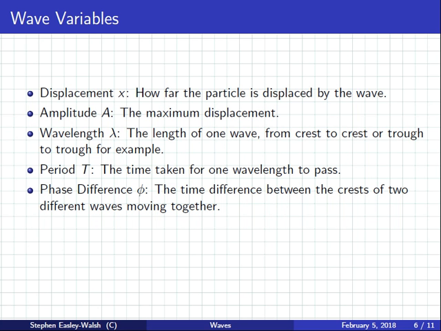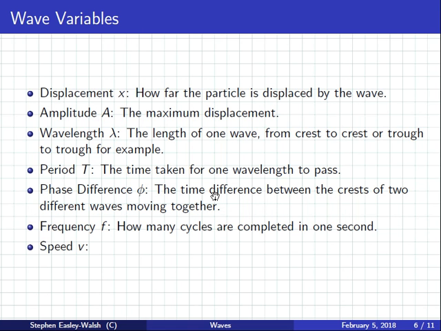So if you have two ocean waves moving side by side, but they're not quite lined up, the phase difference is the time difference between the crests to reach me. This is actually important for waves, this time difference when you have two waves. Okay, you need to write these down. The next one is frequency, which is how many waves in 1 second. Yeah, 1 over T, correct. And finally, the speed is obviously how fast the wave is propagating. Okay, can you write these terms down, please?